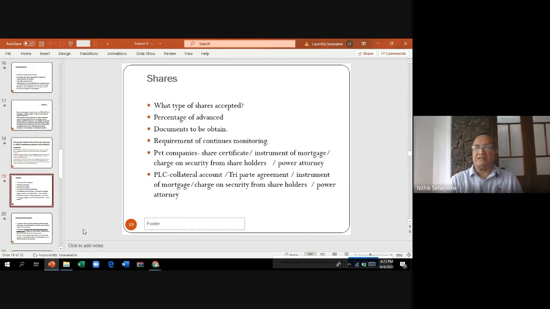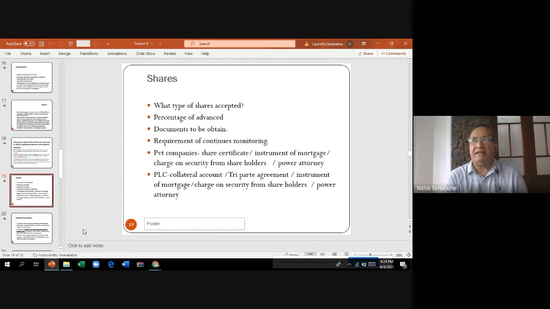Those shares are kept under the tri-party agreement with your stockbroker. Most of the banks have their own stockbrokers, so they hand over those shares, with the consent of the customer and the power of attorney, to their stockbroker. When the bank wants, by using the power of attorney, they can give instructions to the stockbroker to sell the shares. So this is the mechanism when you come to a listed entity.